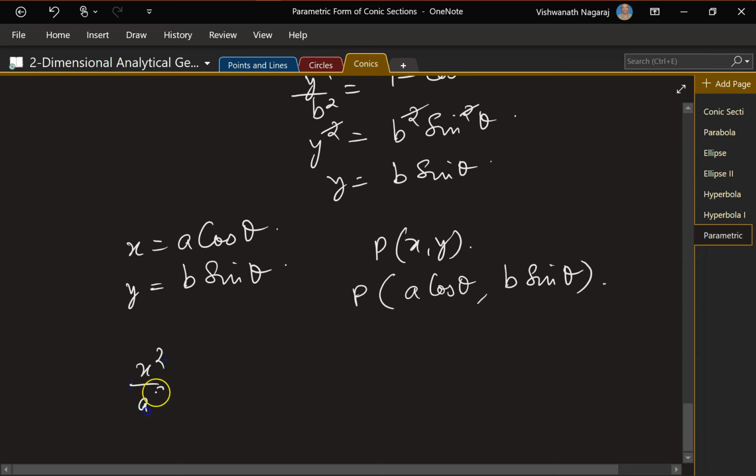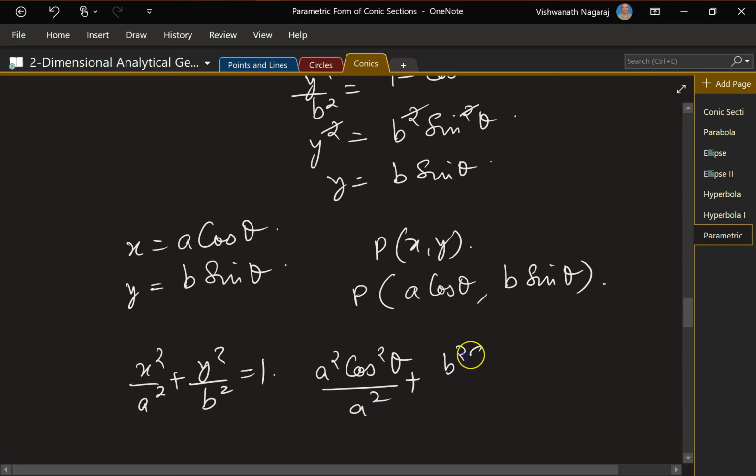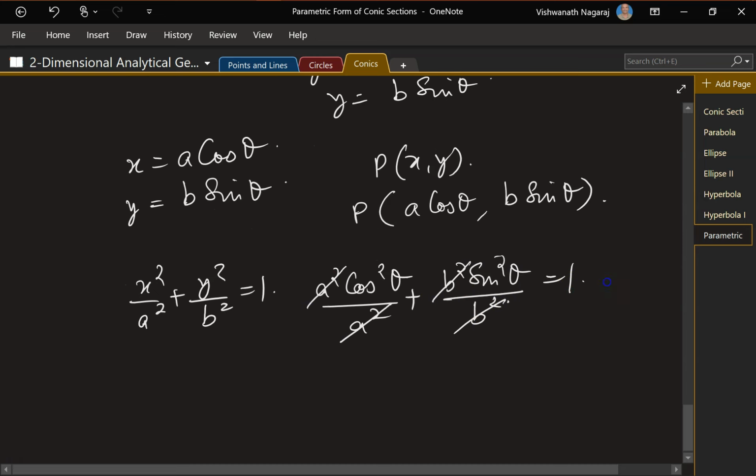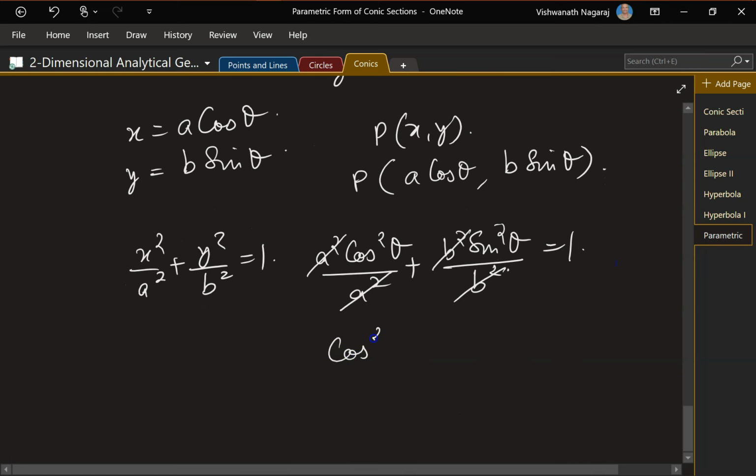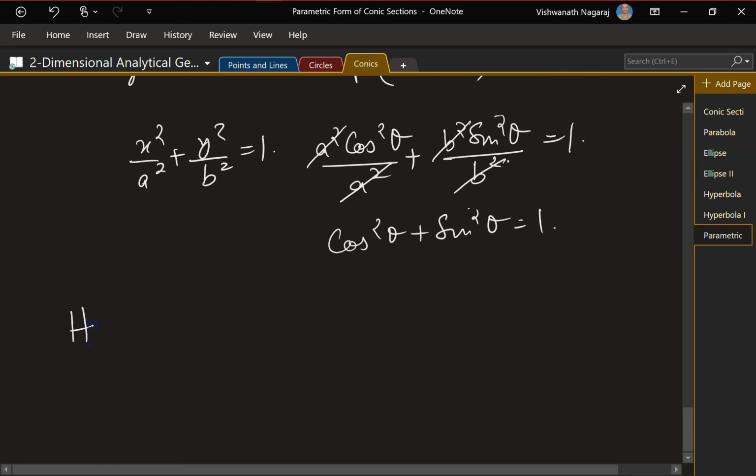So x square by a square plus y square by b square equal to 1. Just do the substitutions. A square cos square theta by a square plus b square sin square theta by b square equal to 1. A square, b square get cancelled. And we know that cos square theta plus sin square theta is equal to 1. So that is ellipse. Now let's look at hyperbola. By the way, theta is the parameter here.